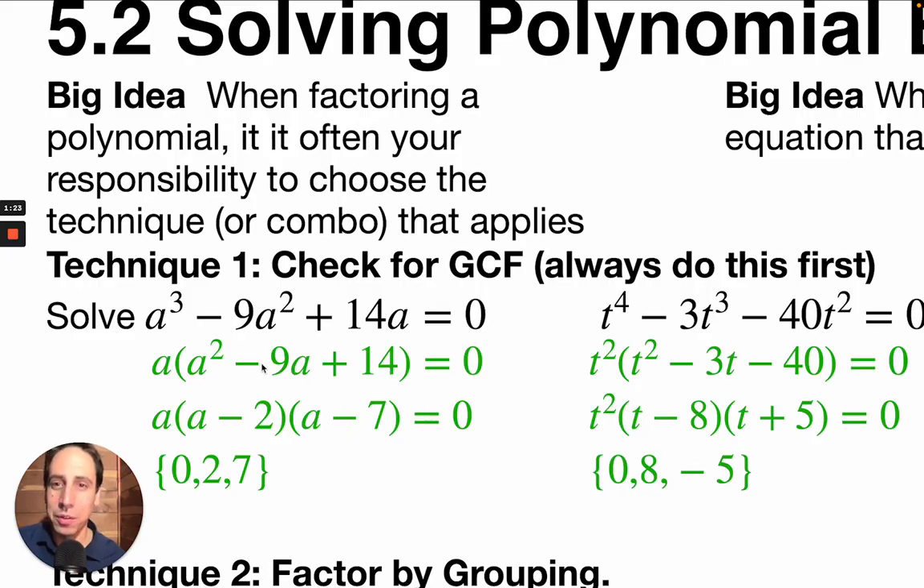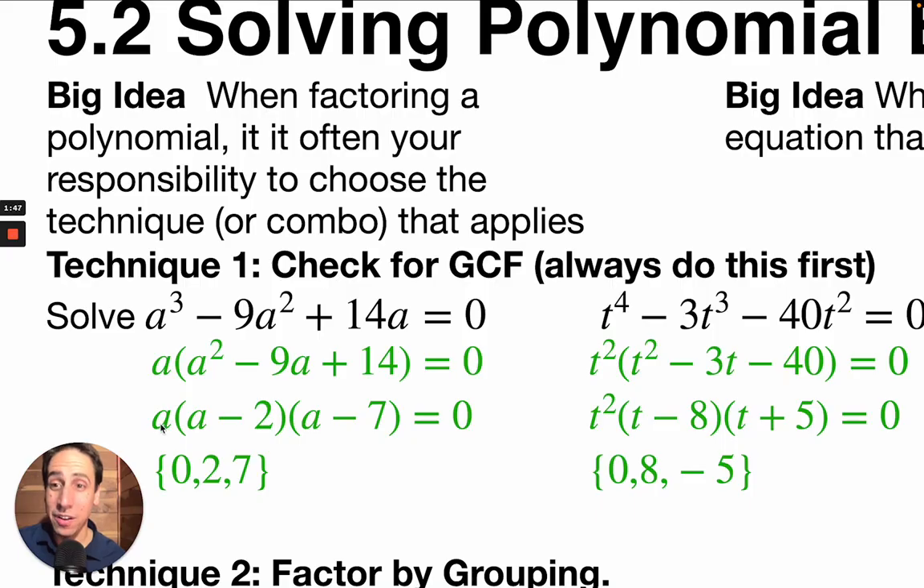I can split the middle. What two numbers multiply up to positive 14 and also add up to negative 9? That's minus 2 and minus 7 right here. And so then we can split this up into 3 different parts. From this portion, we see that a minus 7 is going to equal 0, so 7 is the solution. A minus 2 is going to equal 0, so positive 2 is the solution.